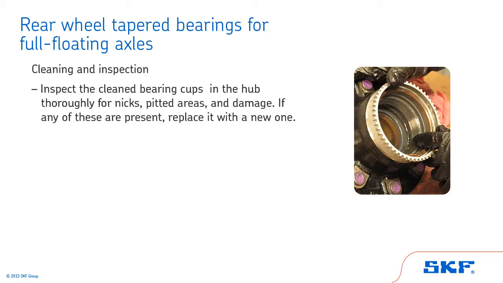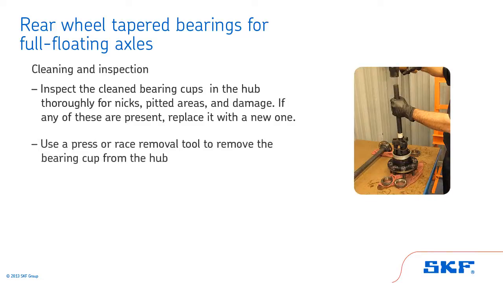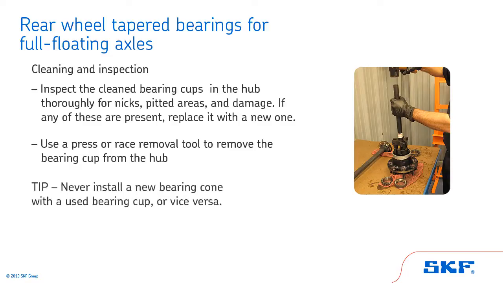If any of these are present, remove and discard the entire bearing set and replace it with a new one. If removal is required, use a press or race removal tool to remove the bearing cup from the hub. Tip: never install a new bearing cone with a used bearing cup or vice versa.